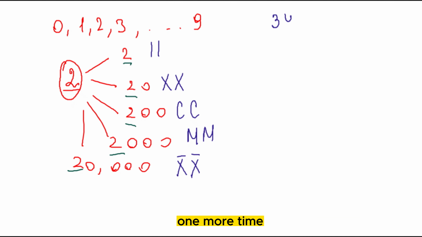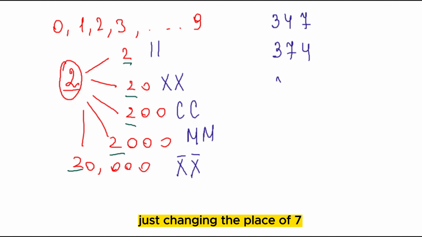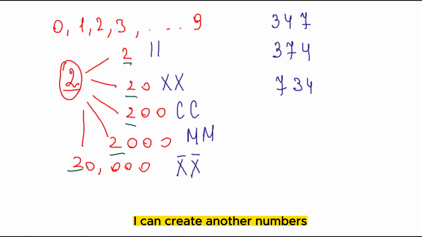Again, one more time, I want to mention that if I have the number 347, just by changing the place of 7, I can create other numbers. Here it is 7, here it is 70, here it is 700. Only with one digit, just by changing the places, we can change its value. It's very important.